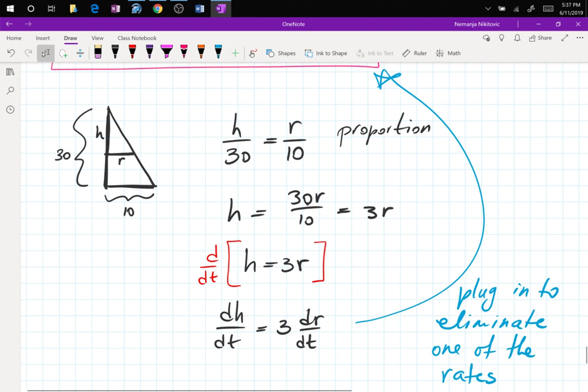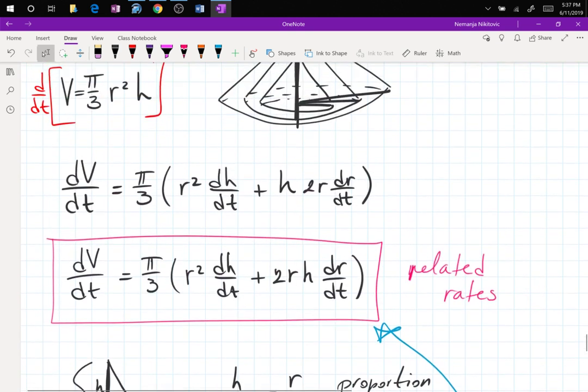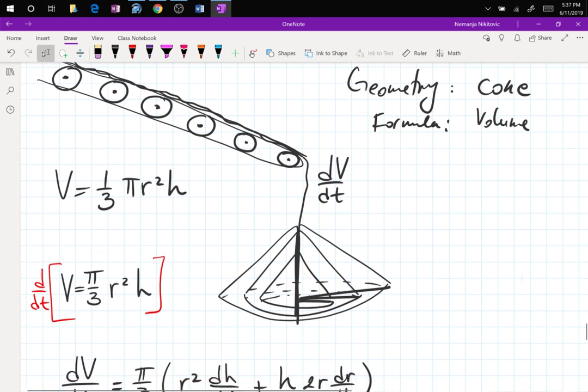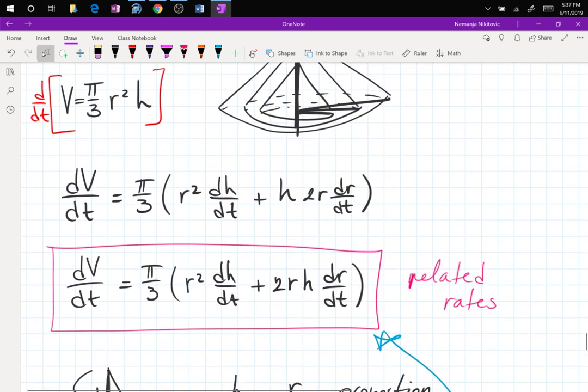So this is related rates, guys. Step number one is always collect the data, information. Step number two, figure out geometry and formula. Step number three, differentiate using implicit differentiation. And then after that, good luck. You plug everything in. Whatever you don't have, you have to go and hunt it down.